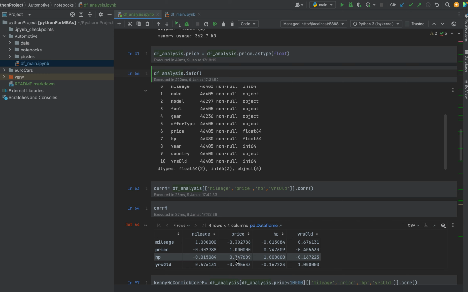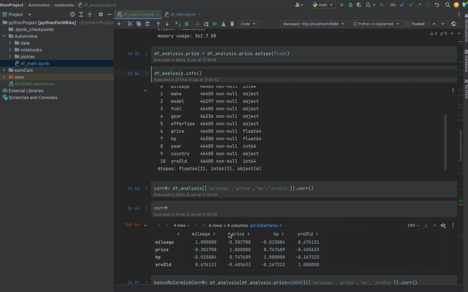But the only really good correlation we have here is with horsepower, which kind of makes sense. People buy more expensive vehicles. They want vehicles that can go fast or have a nice engine like a V8 or something. So it just seems to suggest that when we look at the pricing, the thing that really affects it the most is what kind of engine it has, or the horsepower.